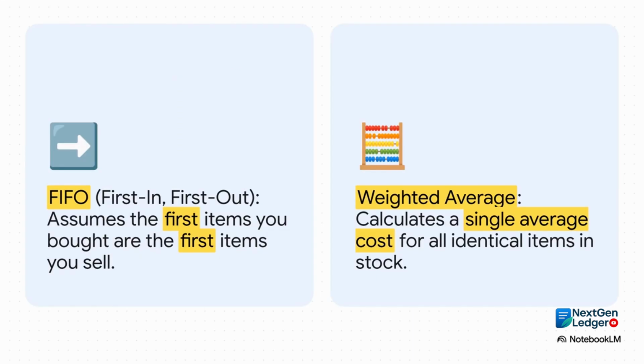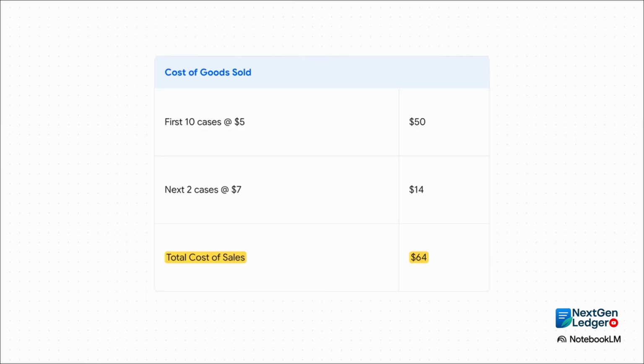The two methods the standard allows are FIFO and weighted average. FIFO is short for first in, first out, and it's exactly what it sounds like. You assume you sell your oldest stuff first. Weighted average, on the other hand, kind of smooths everything out by calculating one single average cost for all the identical units you have. All right, now let's say the shop sells 12 of those cases.